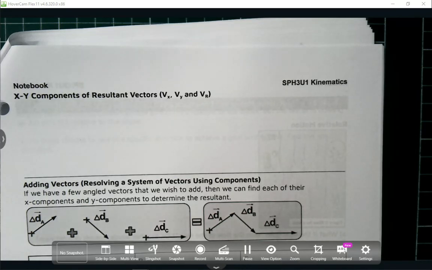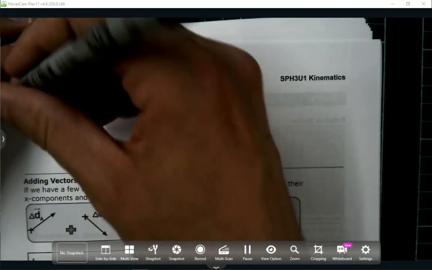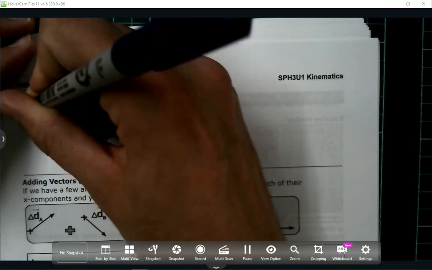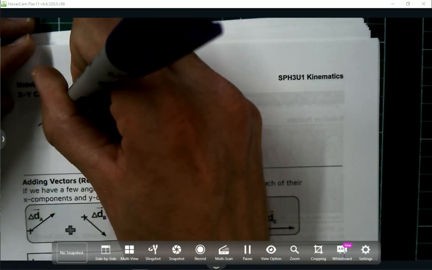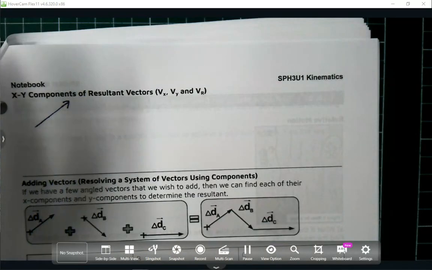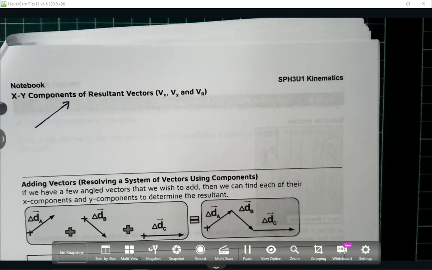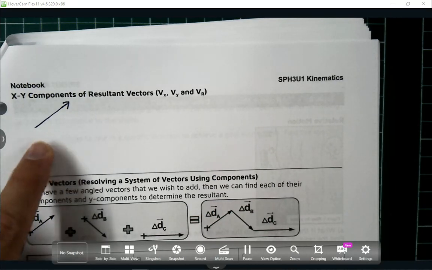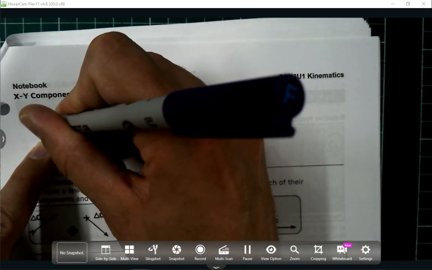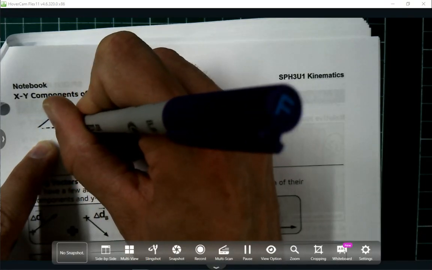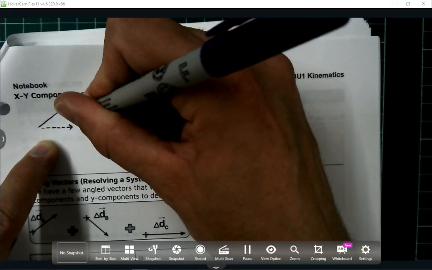But when we're decomposing a vector, when we're finding its components, we might think about having a vector that goes off at an angle. And somebody might say, okay, this vector goes off at an angle. If I had decomposed this into X and Y components, what I would be talking about is finding the X portion of that vector and the Y portion of that vector.